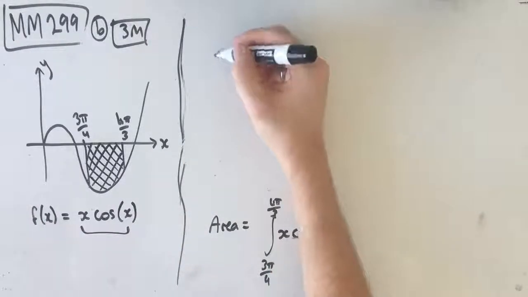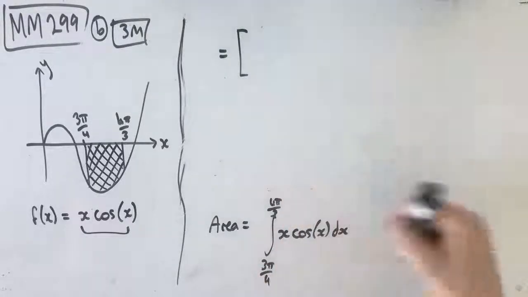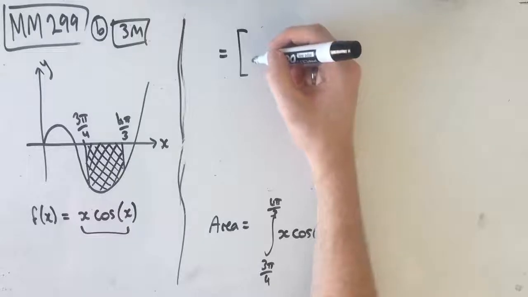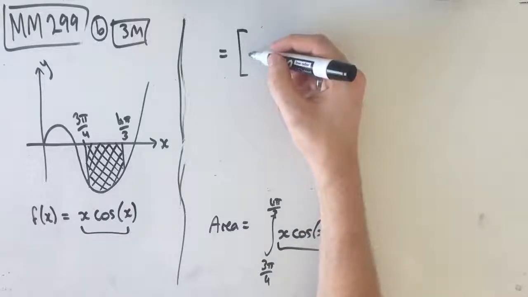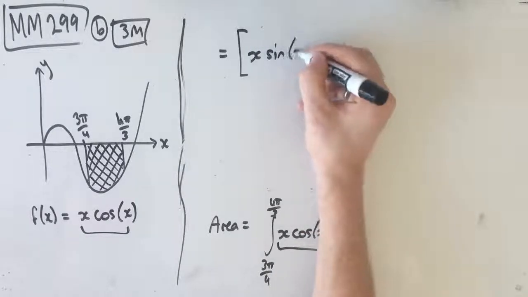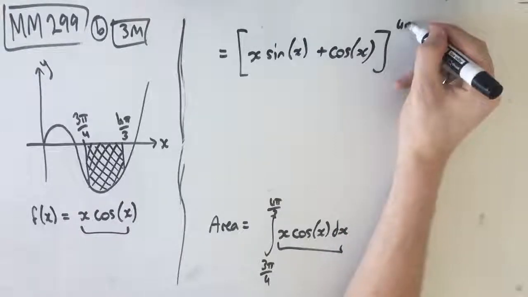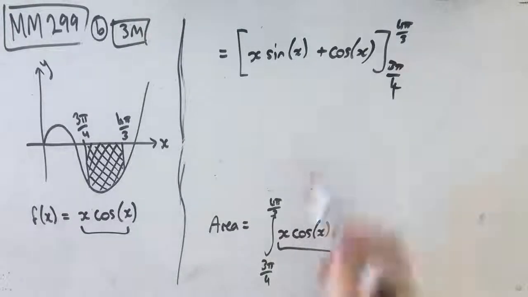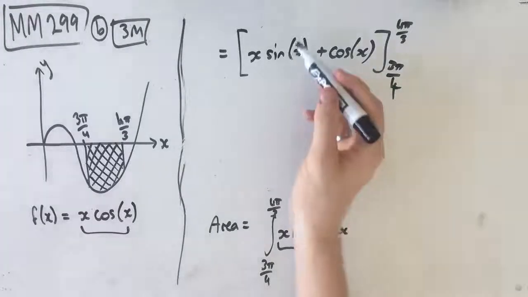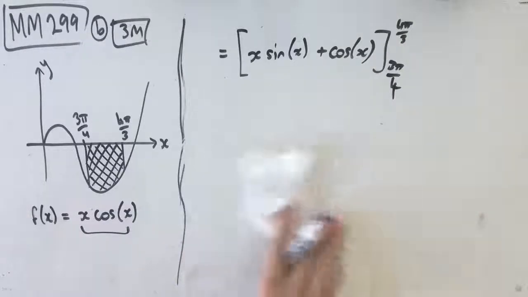So this, I've just rubbed it out, but you've got it there. This is equal to, because we know that the integral of this is x sine x plus cos x, that's our integral, from 3 pi on 4 to 4 pi on 3. So we found that this was the integral of this, which means we just sub that into our area. Now we can evaluate this as we would a normal integral.